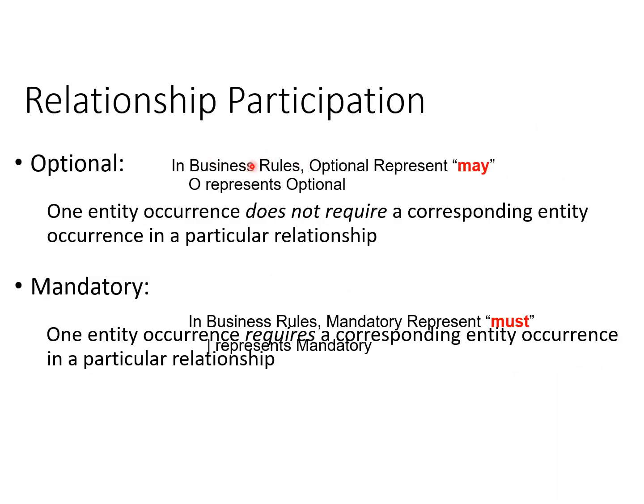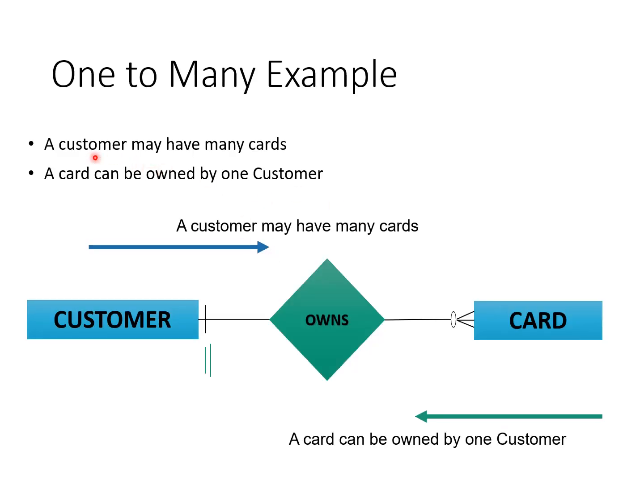And in the case of business rules, how can we actually identify this optional and mandatory representation? One entity occurrence does not require a corresponding entity occurrence in a particular relationship. If you see "may", that means you don't mind. For this particular example, a customer may have many cards. That means the customer has the option of not having any cards as well. That's the meaning of this particular statement.